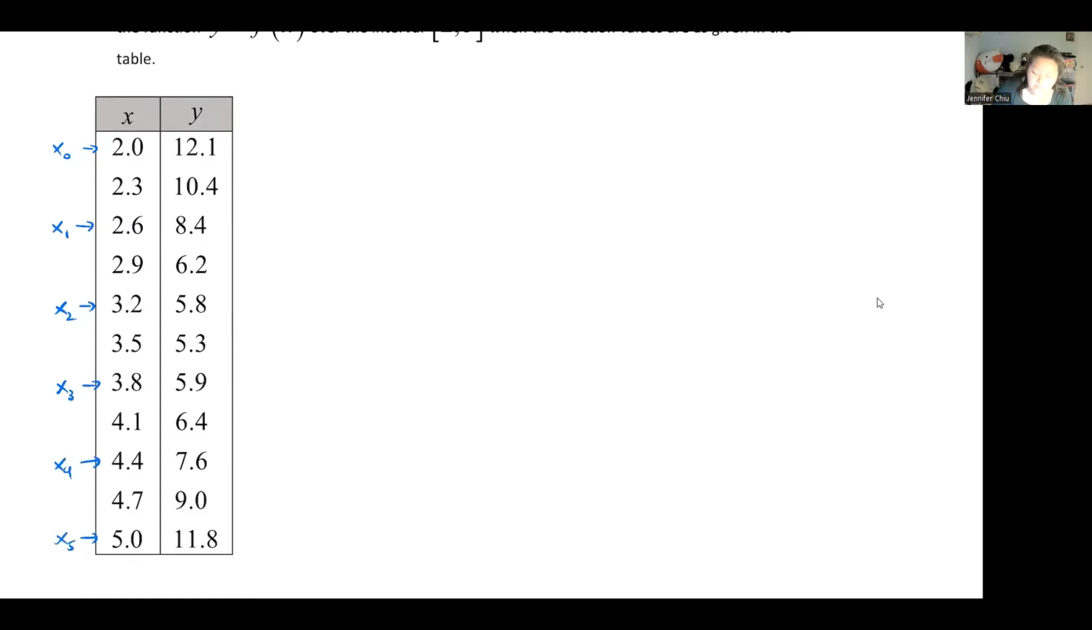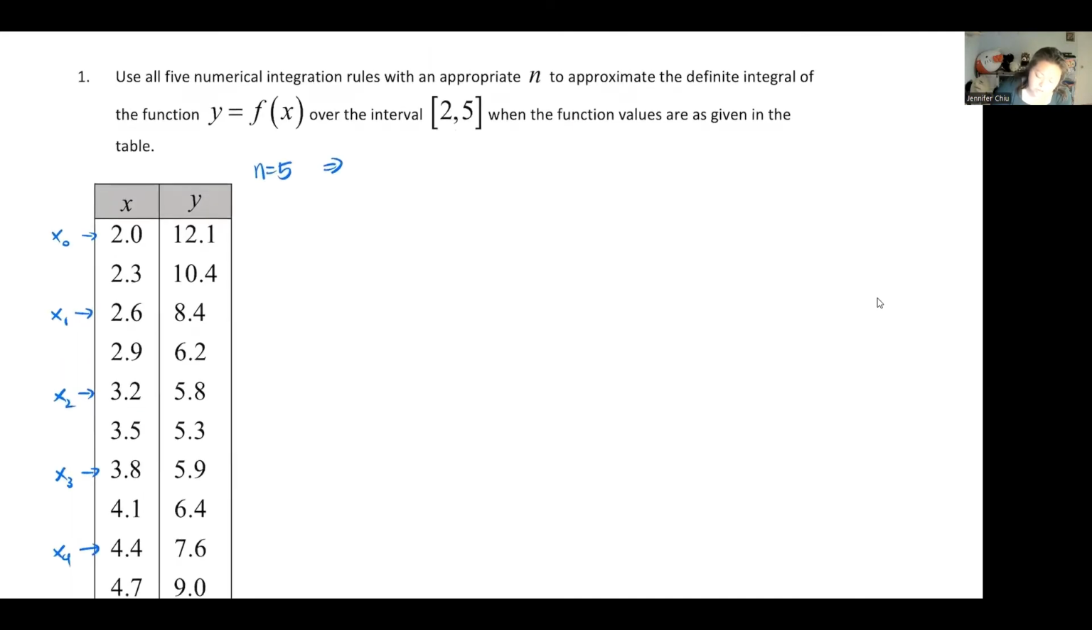What this tells me is now my n equals 5. I have 5 rectangles, 5 trapezoids, 5 intervals basically. And then if you need to, my interval here is 2 to 5. So my width is 5 minus 2 divided by 5, which is 3 over 5, which gives me 0.6.